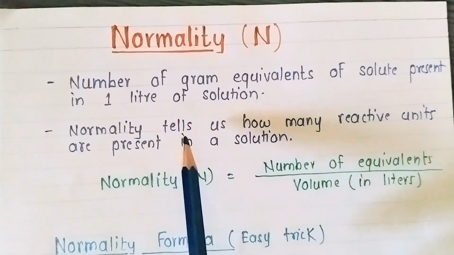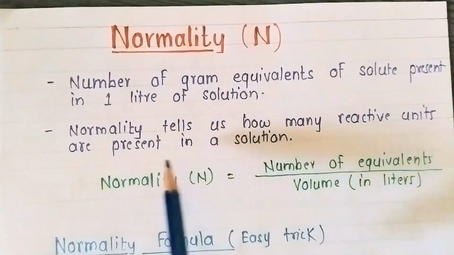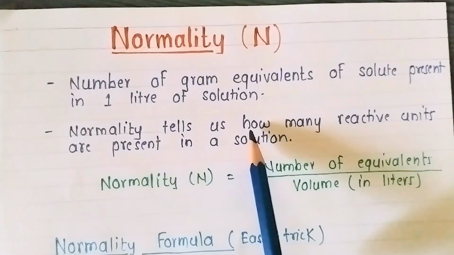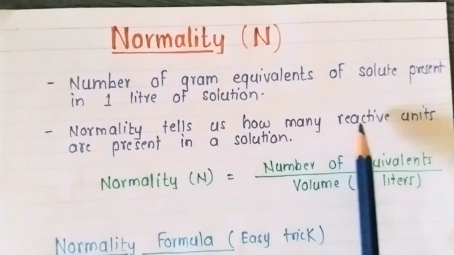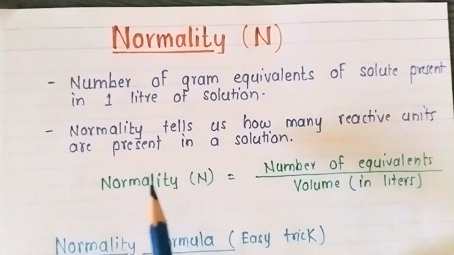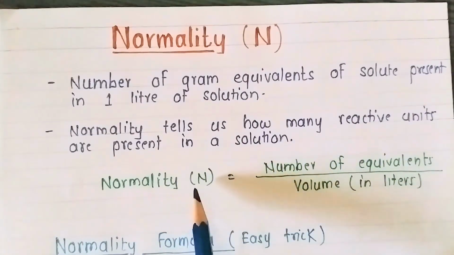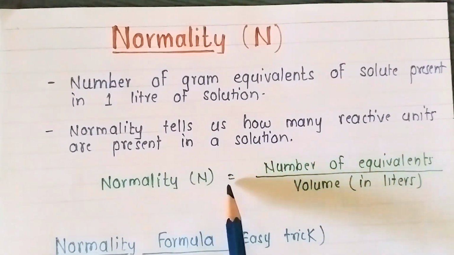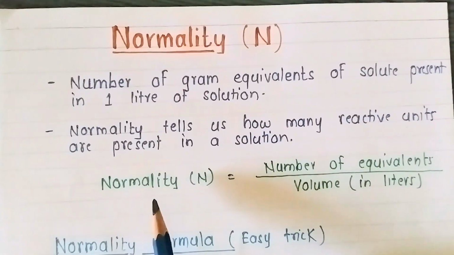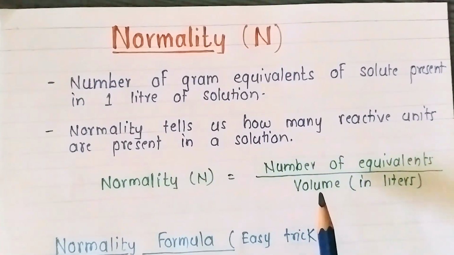In simple words, normality tells us how many reactive units are present in a solution. Here is the formula for normality: normality, represented by capital N, is equal to the number of equivalents divided by the volume of solution in liters.